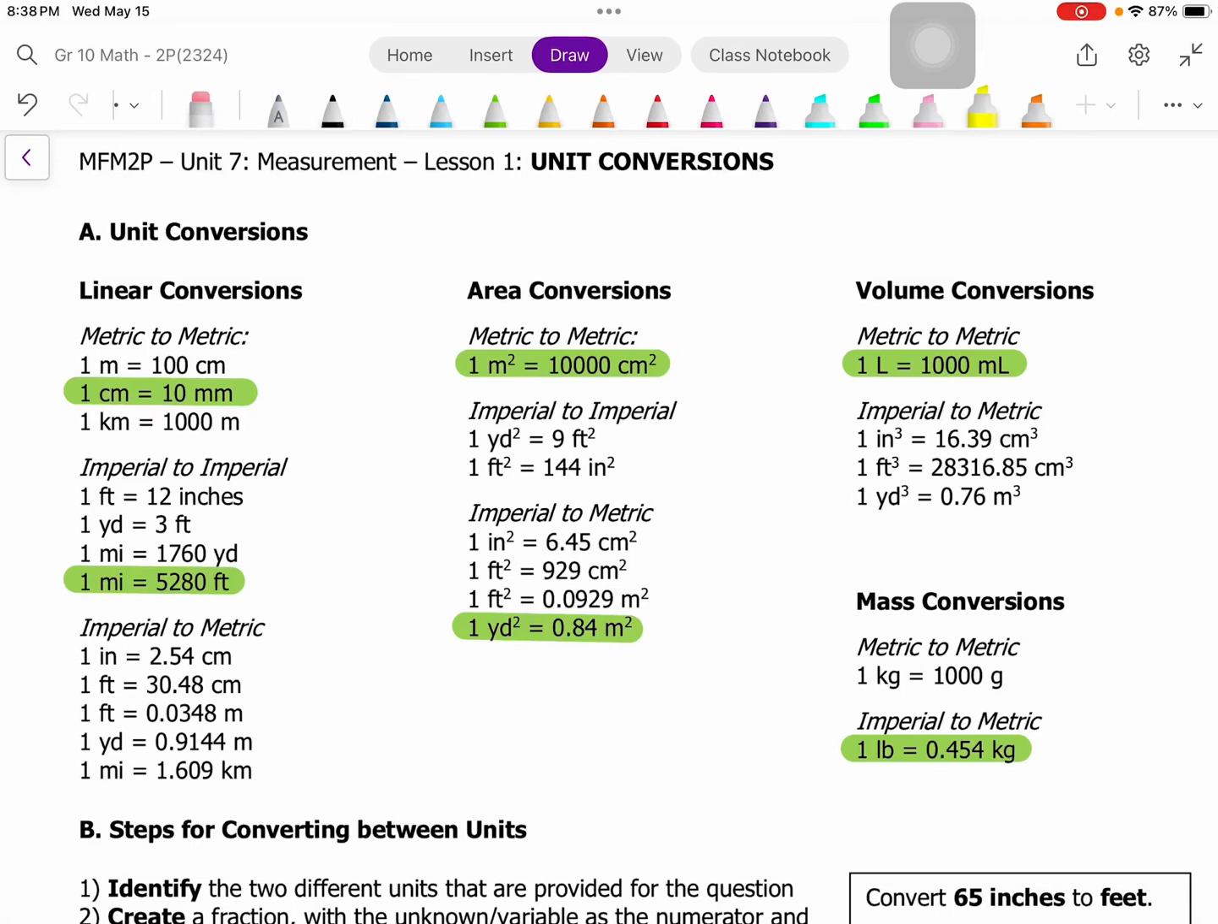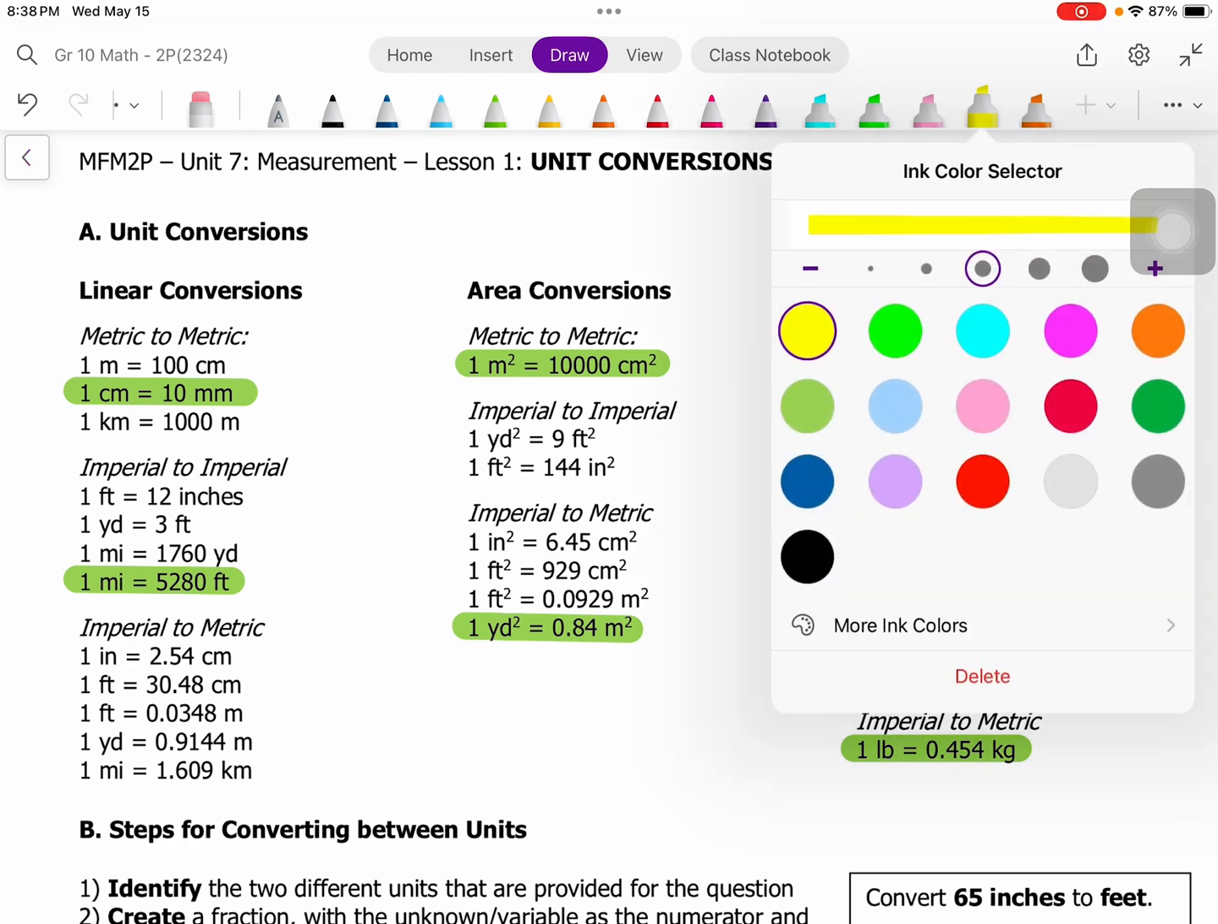In this lesson, we're going to learn how to convert between different units of measurement. At the top of your page is a list of various unit conversions. Over here we have conversions for linear units, for area, for volume, and for mass. I've highlighted the ones that we're going to use in the different examples we'll be looking at. These are going to make up the second fraction that you use.